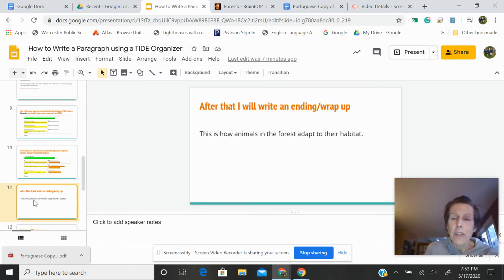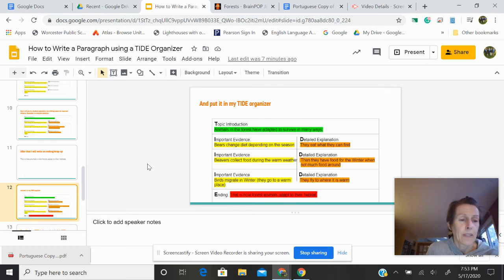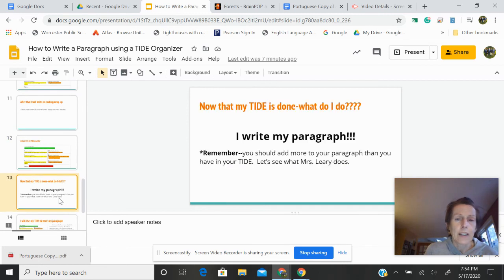Okay? After that, I will write an ending or a wrap-up sentence. This is how animals in the forest adapt to their habitat. After that, I will put that ending in my tide organizer. So now my tide organizer is complete. So my tide is complete. So now what do I do? I write my paragraph.